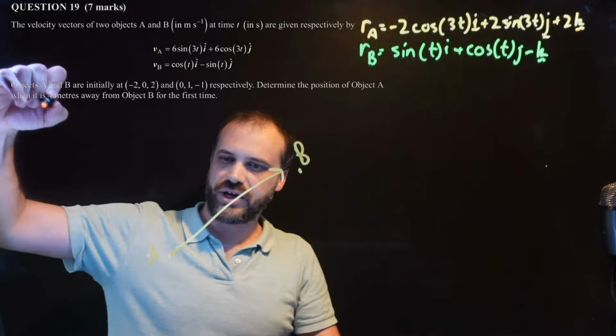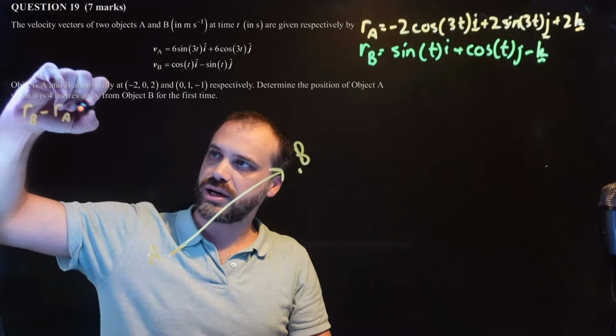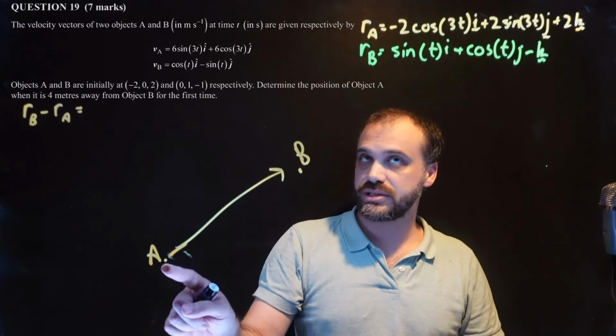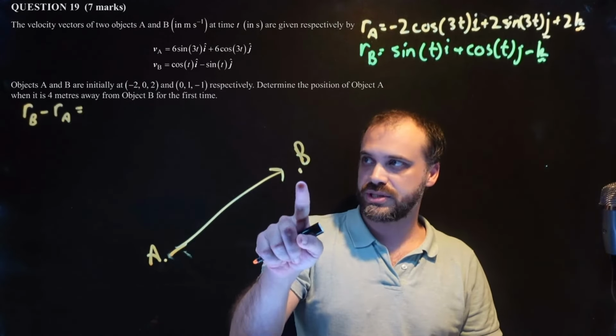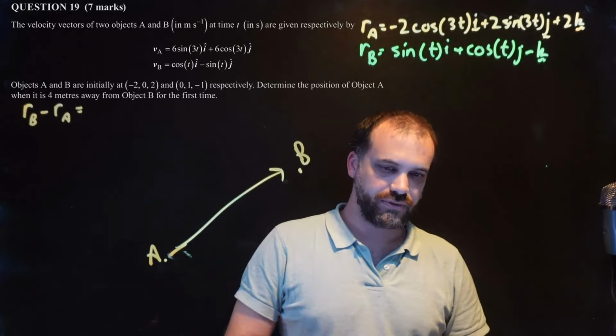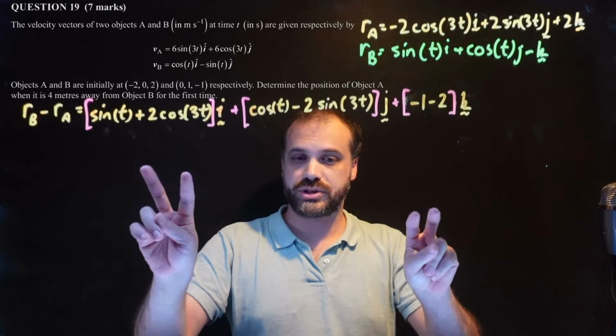So I'm interested in the vector function RB minus RA, because this vector function describes this arrow. So if I subtract one vector function from the other, I get my nice vector here. All right, it's a lot to take in, but let's take a look at what's going on here.